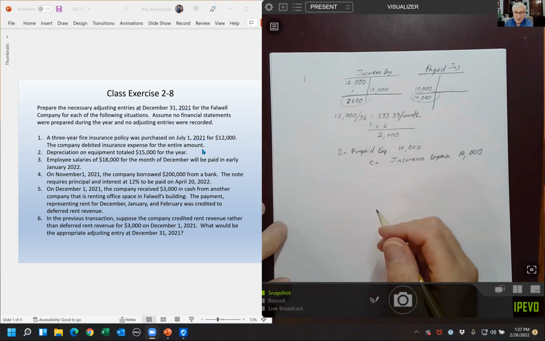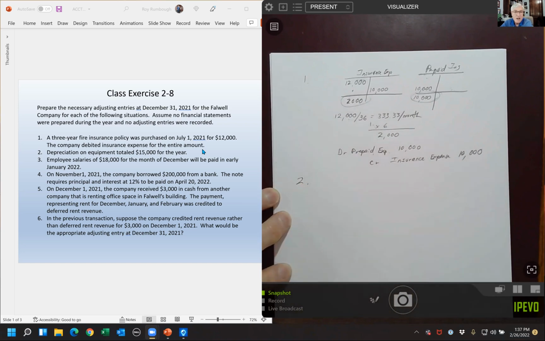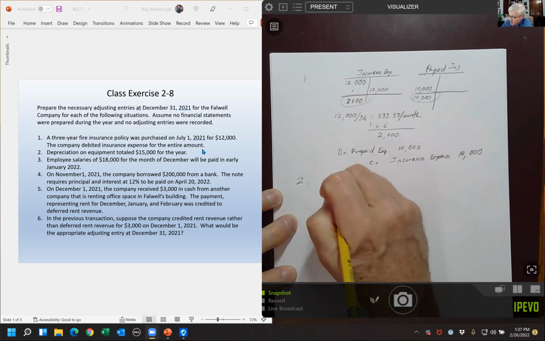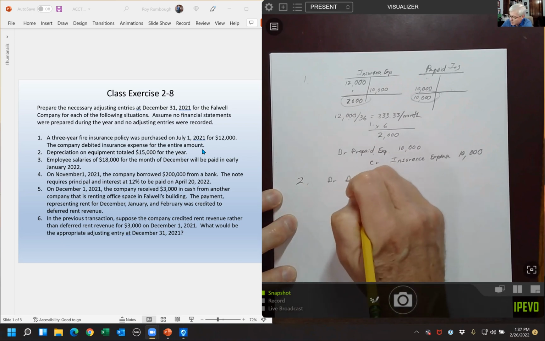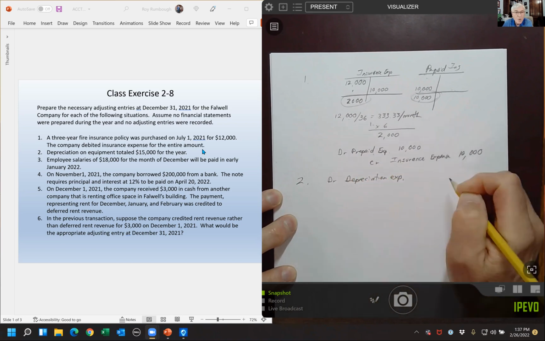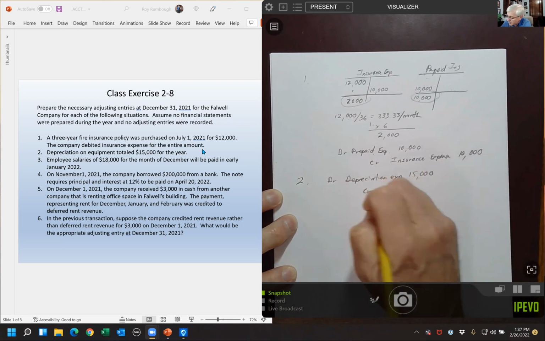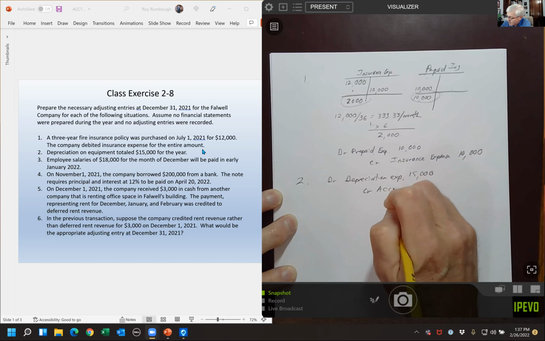Number 2, depreciation expense was 15,000 for the year. Well, that's pretty easy. I don't have to do any math on this. Debit depreciation expense for 15,000. And what do we credit? A contra account called accumulated depreciation.